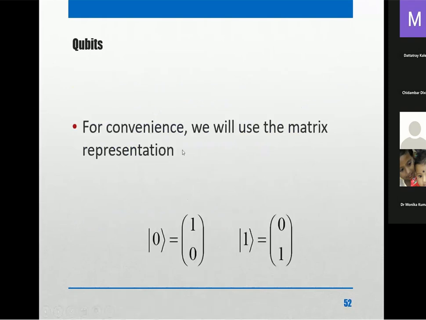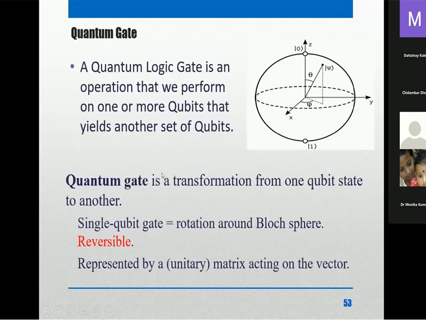For convenience, we can use the matrix representation, where 0 is the ground state. The output of this is a 1. And when it is 1, 0 and 1, we get the output by using a NAND gate or AND gate. Here you can easily understand the sphere. The quantum logic gate is an operation that we perform on one or more qubits that yields another set of qubits. You can see here polarization.